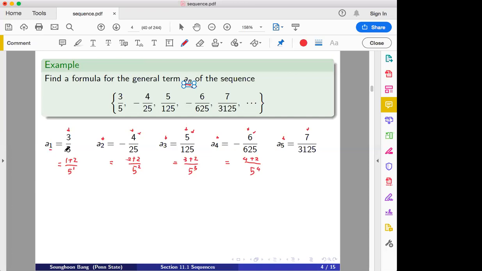Next one: what about the sign? In this case, the first one is positive, the second one negative, the third positive, the fourth negative, the fifth positive. The sign changes alternately, right? Positive, negative, positive, negative, positive. This is the exact pattern. How can you denote this pattern using the index n? Do you have any idea?